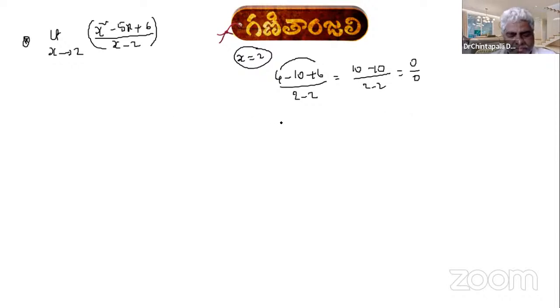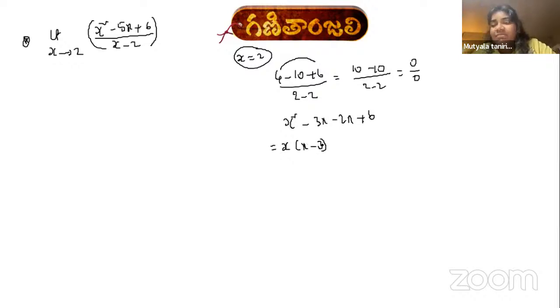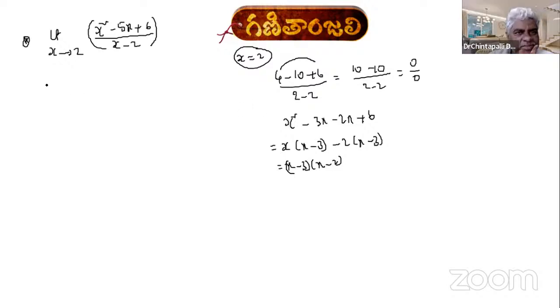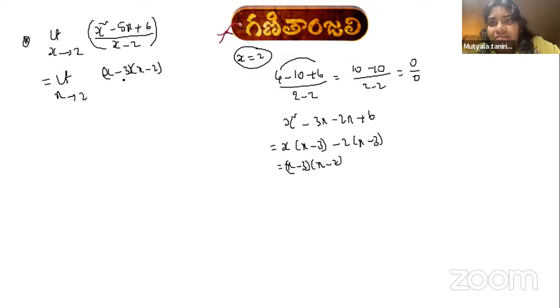Factorize the numerator: x square minus 3x minus 2x plus 6. Take x common: x times (x minus 3) minus 2 times (x minus 3). That is (x minus 3) times (x minus 2). So the numerator is (x minus 3)(x minus 2) by x minus 2. The x minus 2 gets cancelled.